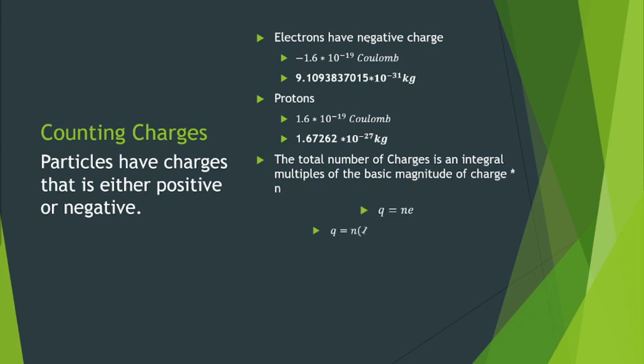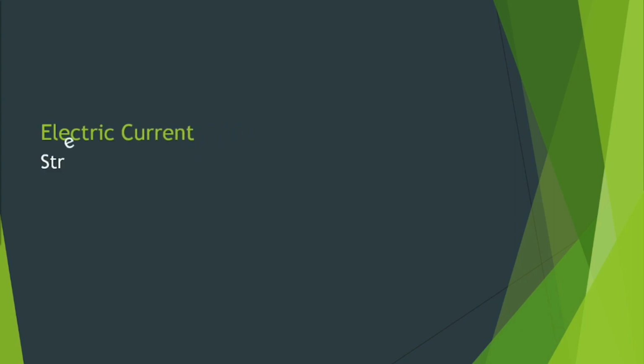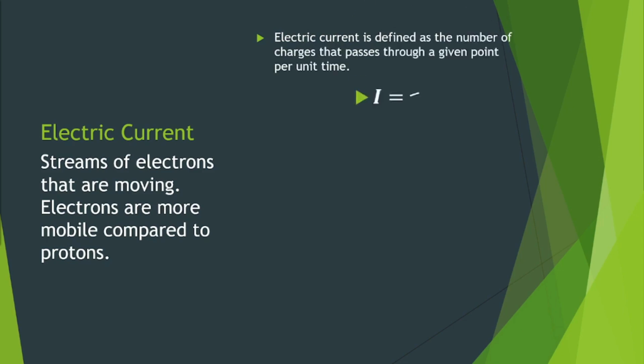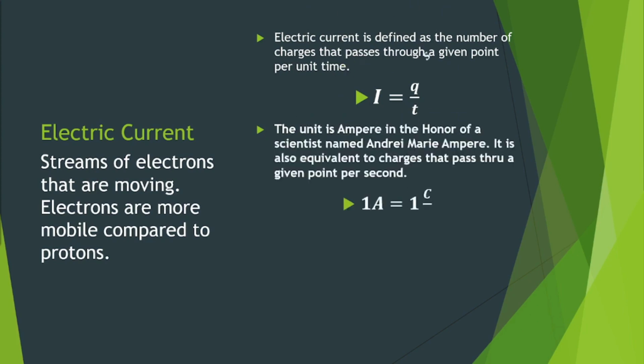Electric current. Streams of electrons that are moving. Electrons are more mobile compared to protons. Electric current is defined as the number of charges that pass through a given point per unit time. We have current I is equal to Q over t. The unit is ampere in honor of a scientist named André-Marie Ampère. It is also equivalent to charges that pass through a given point per second. 1 ampere is equal to 1 coulomb per second.